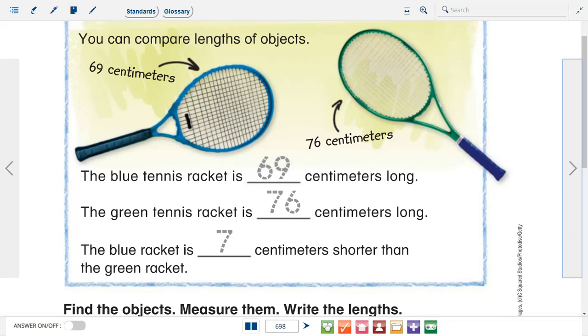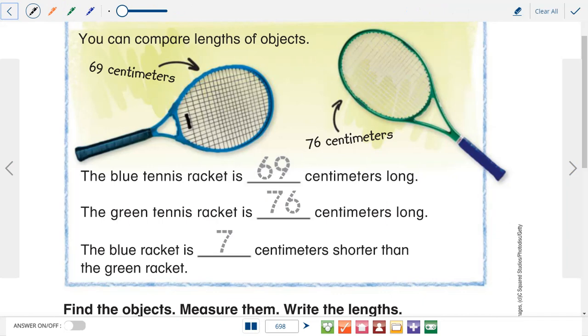Now, in this lesson, we have two important things we must learn. The first thing is to know which object is the shorter and which object is the longer. It is clear from the numbers that the blue tennis racket here is shorter than the green one. This is the first thing. The second thing is to know how to find how much shorter or longer. It is easy. We're going to subtract the big number, the longer object, minus the shorter object.